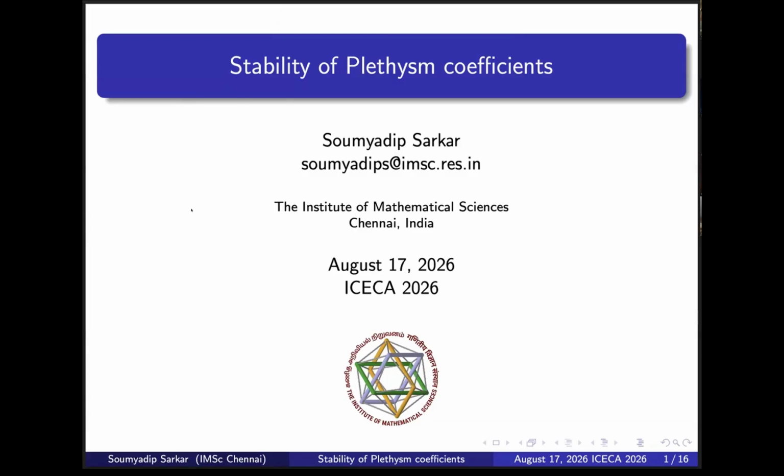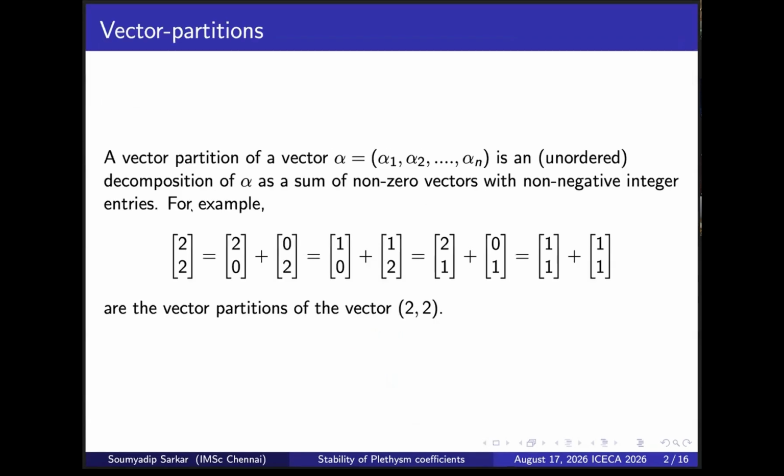So I'll talk about the stability of plethysm coefficients. Let me start with vector partitions. So what are vector partitions? You take a vector alpha = (alpha_1, alpha_2, ..., alpha_n), and you decompose alpha as a sum of non-zero vectors with non-negative integer entries. Of course, you ignore the order. So for example, the vector (2, 2) can be written as (2, 0) plus (0, 2), (1, 0) plus (1, 2), and so on. So this (2, 2) vector has 5 vector partitions.